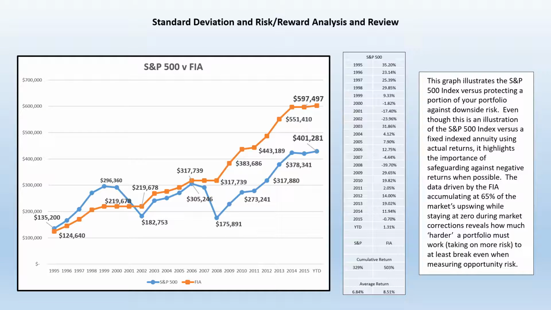This is a volatility analysis review of the S&P 500 index versus a fixed indexed annuity. This is interactive as well and helps with projecting insured income as you head into retirement.